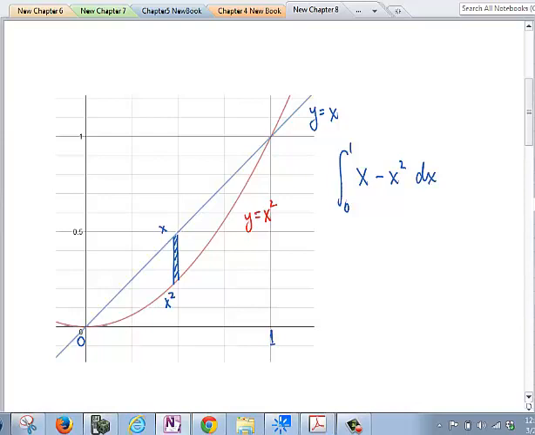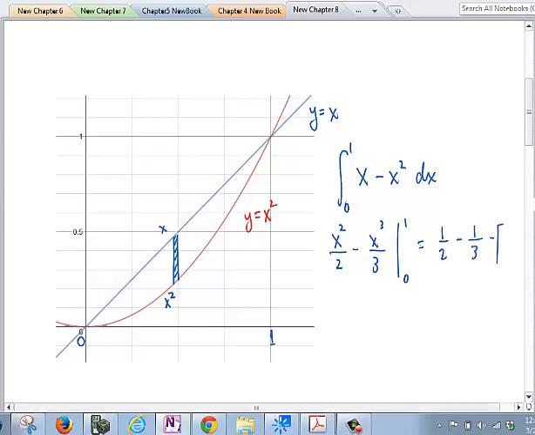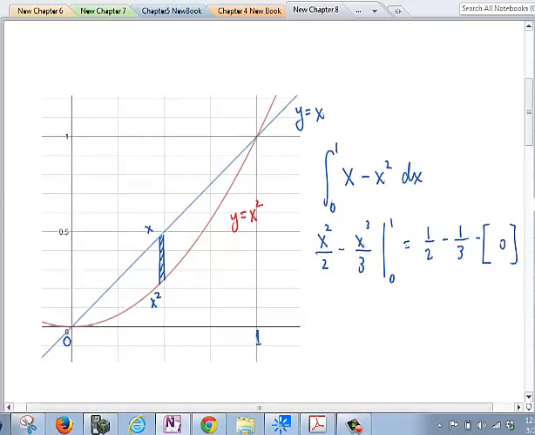So let's see what that is. Everybody should remember how to anti-differentiate this. We have x squared over 2 minus x cubed over 3. Upper limit's 1, lower limit's 0, and we plug in our upper limit and subtract what we get from the lower limit, and the second part is going to be just a zero case. So 1/6 would be our final answer if we do the fractional math.